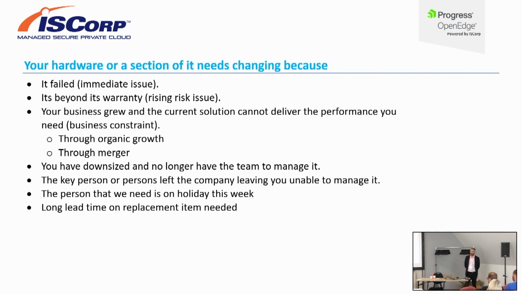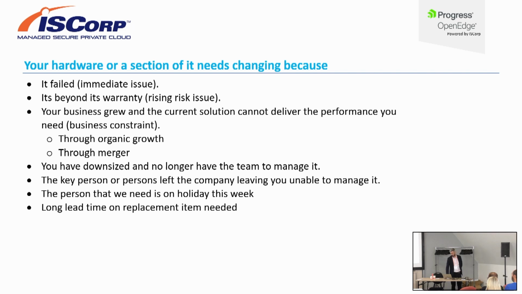Your business grew and current solution cannot deliver the performance you need. It's a business constraint. It's either through organic growth or could be a merger. So you've got all the pressures coming from that side of things. You've downsized and no longer have a team to manage it. Well, we're application ready, so we can dive in and help there. Key persons have left the company, leaving you unable to manage it. The person that we need is on holiday this week. Or long lead time for replacement. And that, especially with constraints on equipment and supplies, we've seen quite a big spike in recently, where people can't get equipment they need to site in good time. Cloud will prevent all of that.